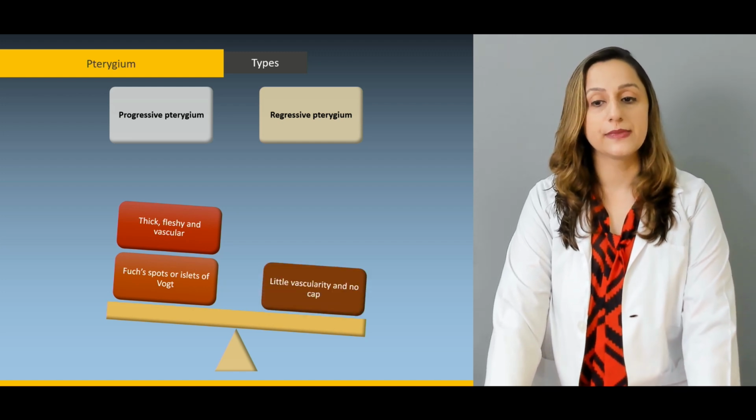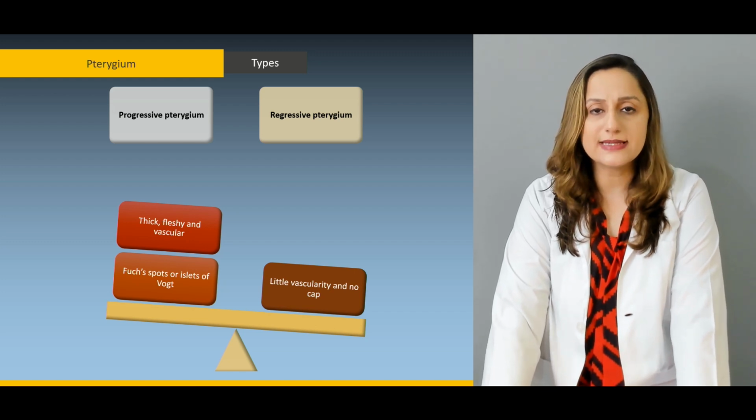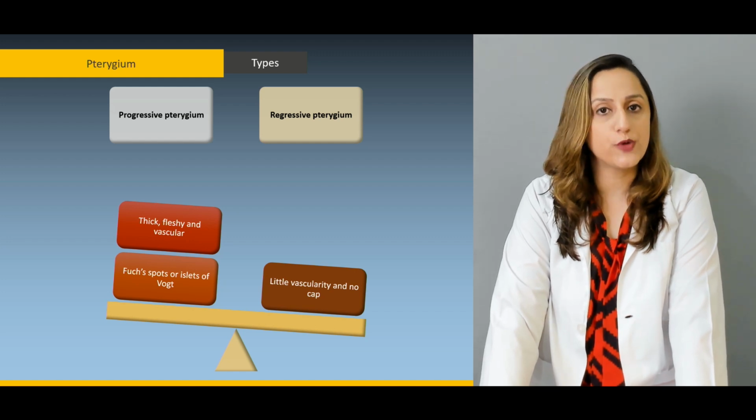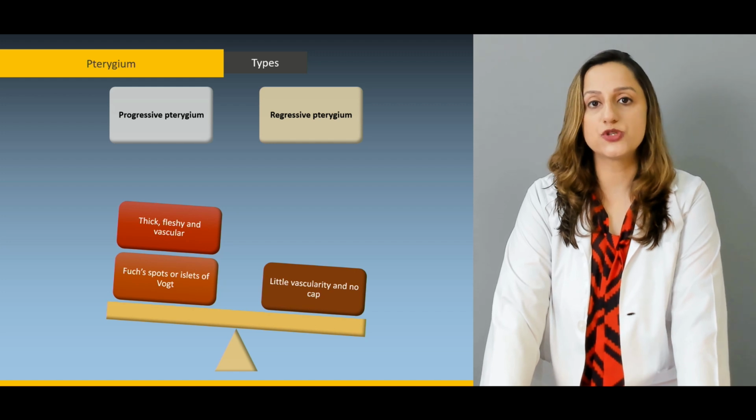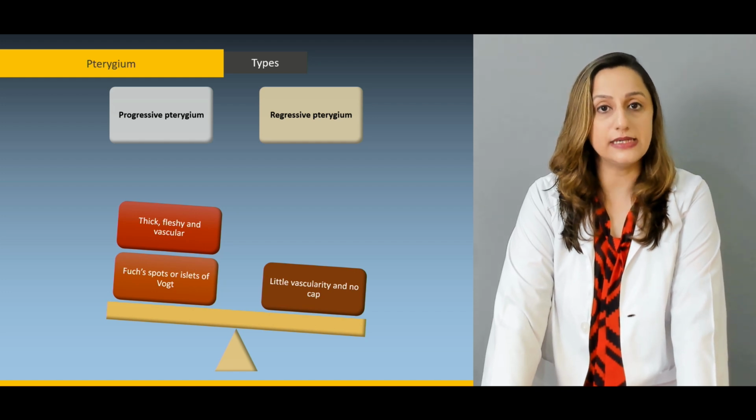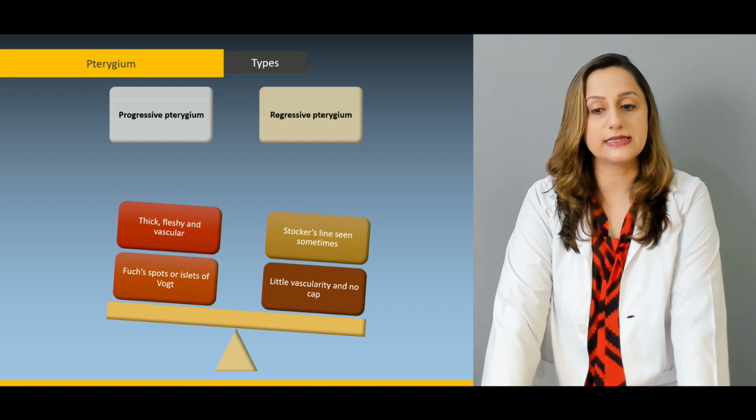On the other hand, regressive pterygium is quite asymptomatic in the individuals. There is no increased lacrimation and no foreign body sensation observed by the individuals, and the visual acuity is also not affected in these particular individuals. There is little vascularity and no cap is usually present in these individuals.